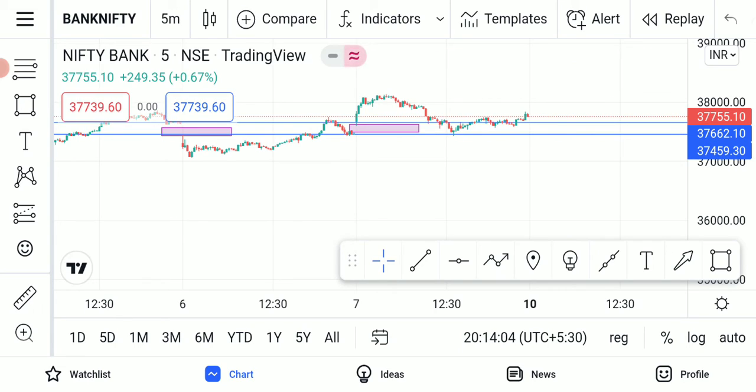In a day, getting two or three trading opportunities is a very rare scenario. If we use them wisely, we can at least crack one trade in a proper way. I hope you guys understand. This is what I'm trying to explain.